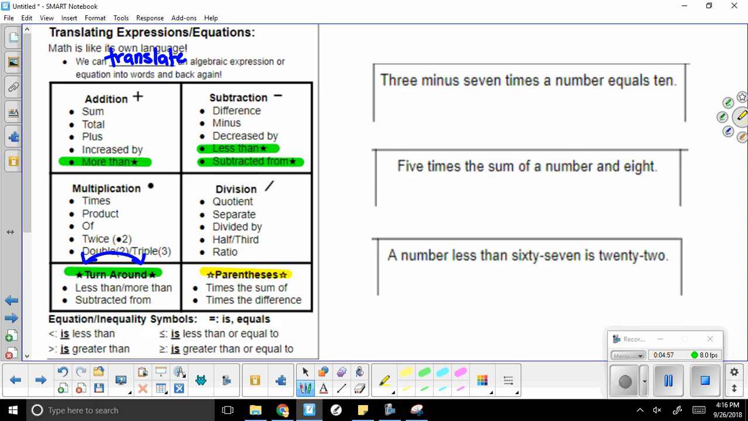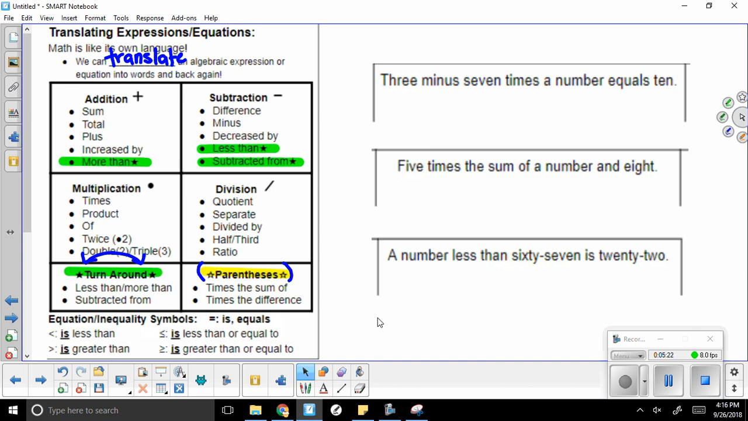So anytime you see the words "times the sum of" or "times the difference," that's a clue that your statement should have parentheses in it, because we're using a group. We're using that sum. Underneath that chart, you'll see that we have some equation and inequality symbols. So these are very important symbols that you're going to see as you are translating your expressions.